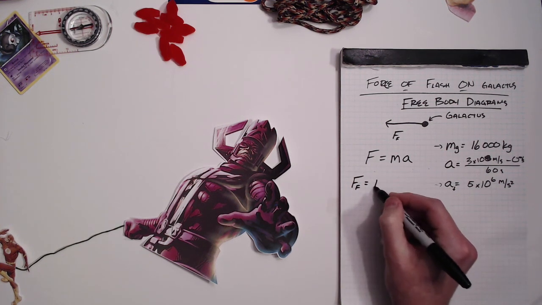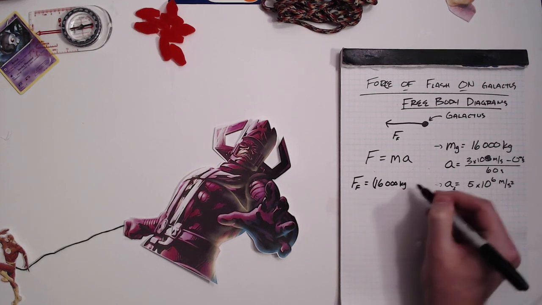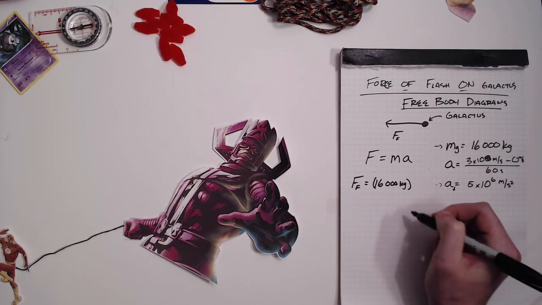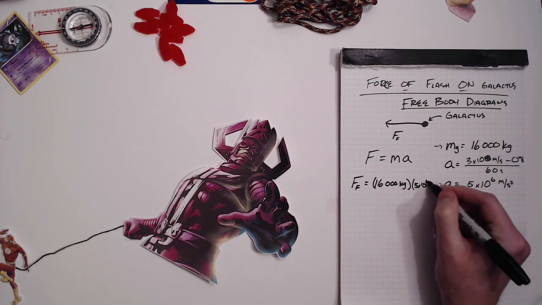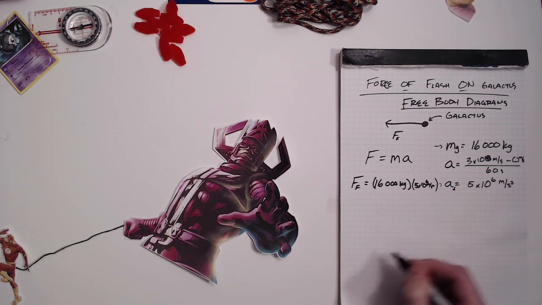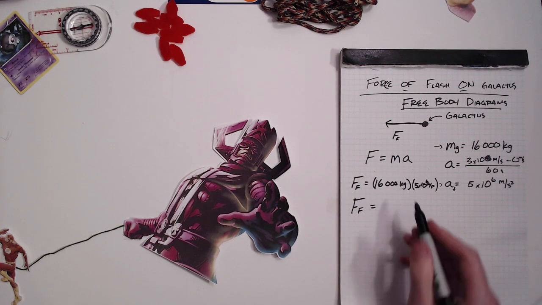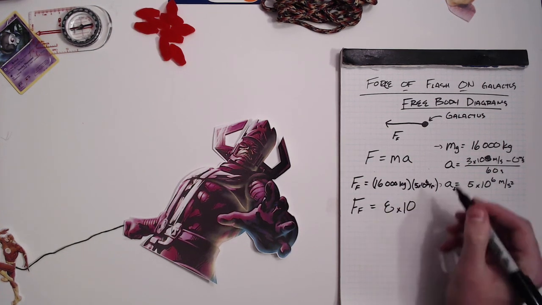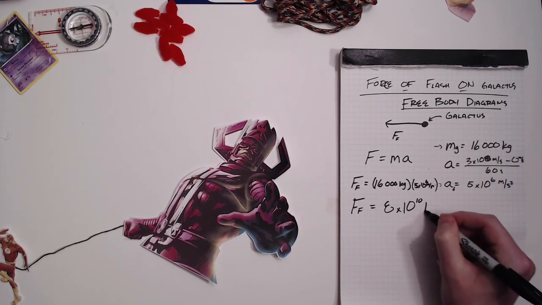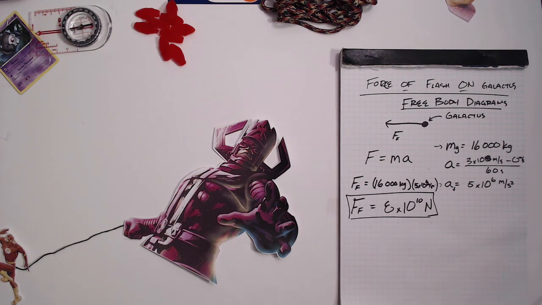Let's take these values and let's use them to find the force that the Flash can exert. So the mass is 16,000 kilograms times the acceleration, which is 5 times 10 to the 6 meters per second squared, and we get a force that the Flash can exert of 8 times 10 to the 10th newtons. That is the force that Flash can exert on Galactus.